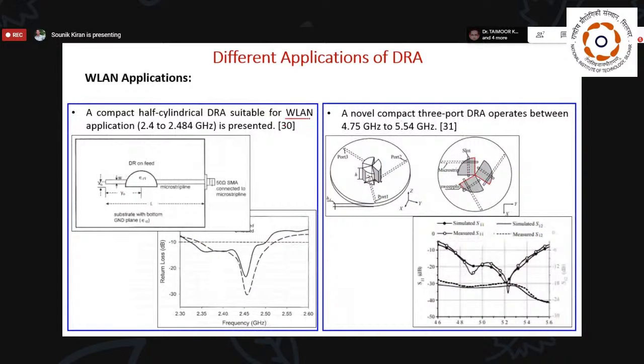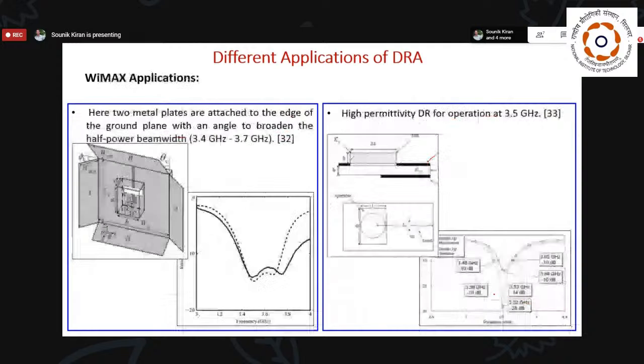This is a very popular application, as we know, that operates at 2.4 to 2.484 gigahertz. And on the right hand side we can see they have used a three port DRA. They have shown clear information about the isolation that is below 20 dB. The isolation between the ports is good, and that can be applicable for WLAN in the 5 gigahertz range. And this is also a WiMAX application. These are also very popular applications, and we can use that.